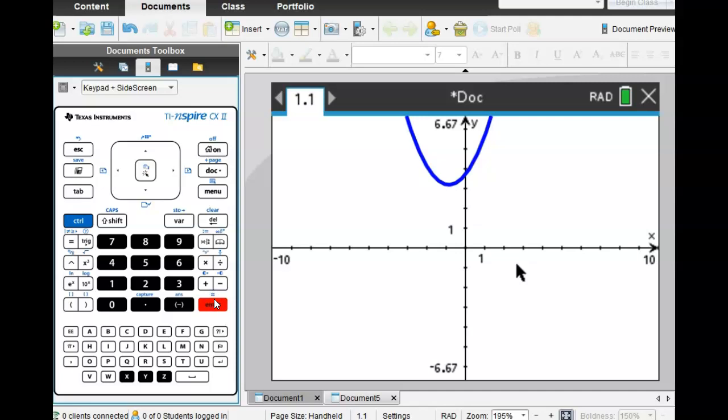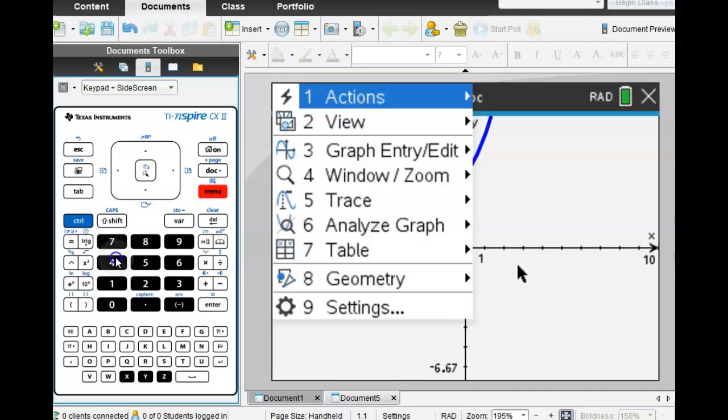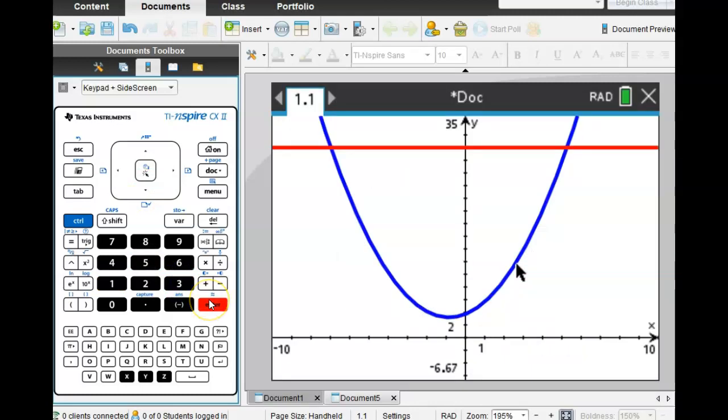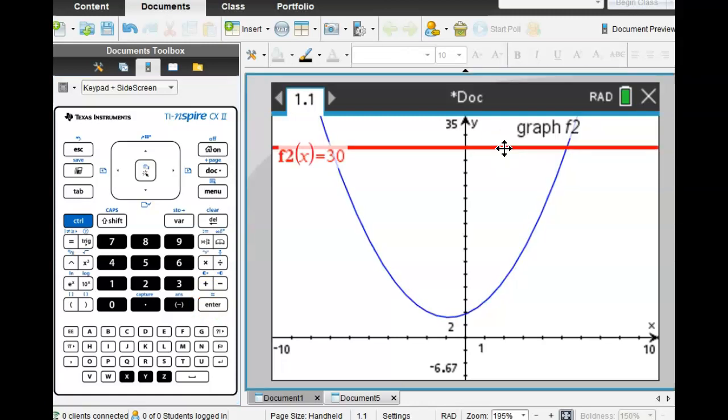No big shock that I can't see it, right? So I'm going to menu, change my window settings. So I just put in y equals 30. So let's go to like 35. See what, there we go. I can see where they intersect. So remember the x value is like your t. This just means 30 no matter what. So I need to know what that x value is there.